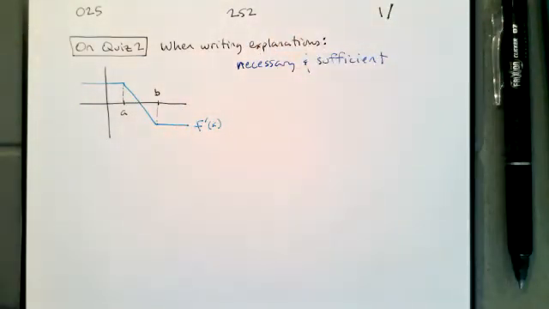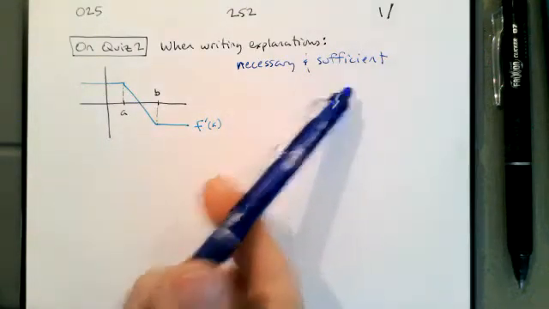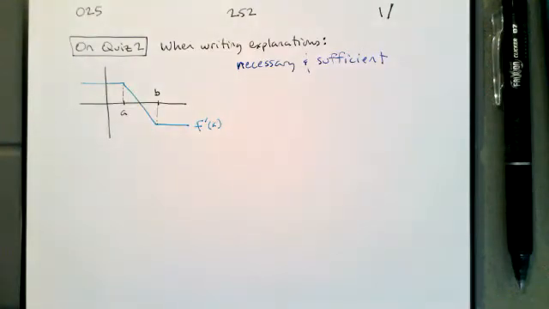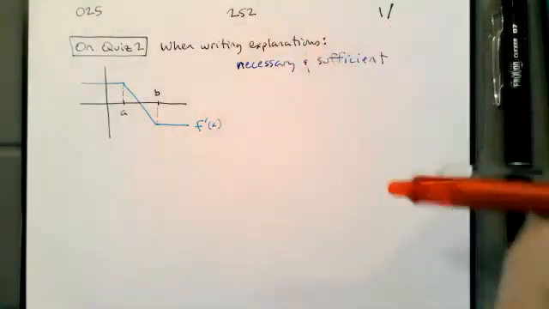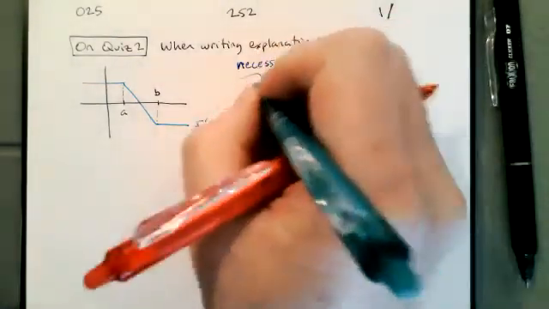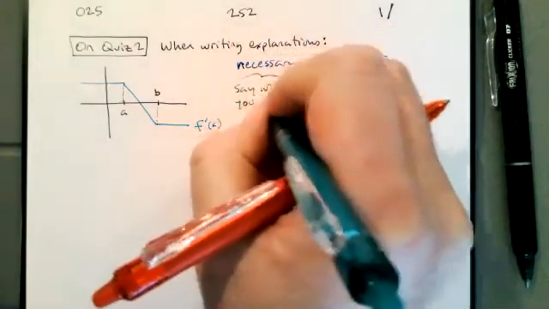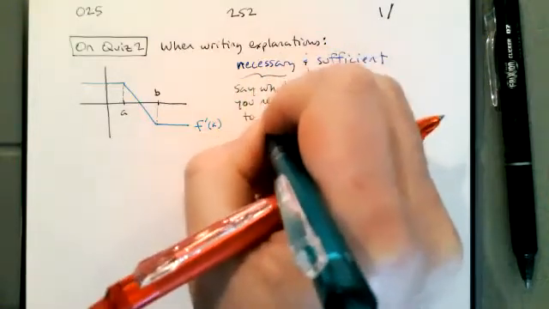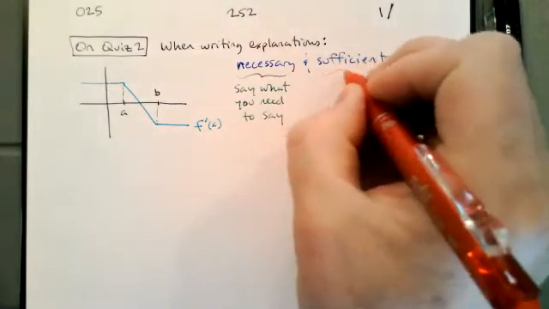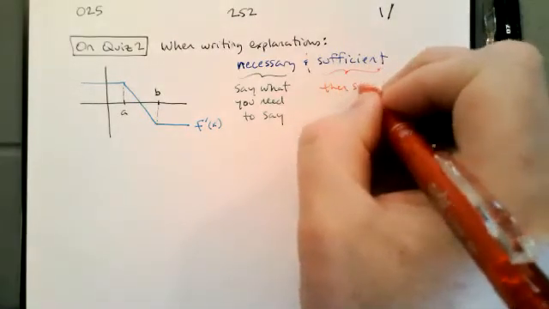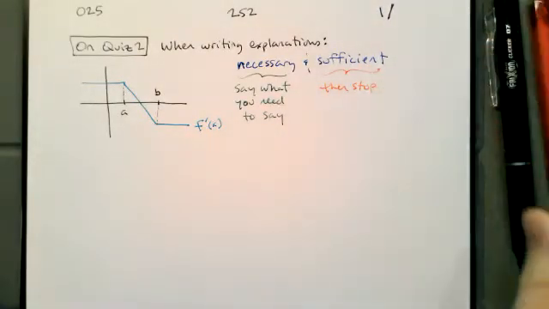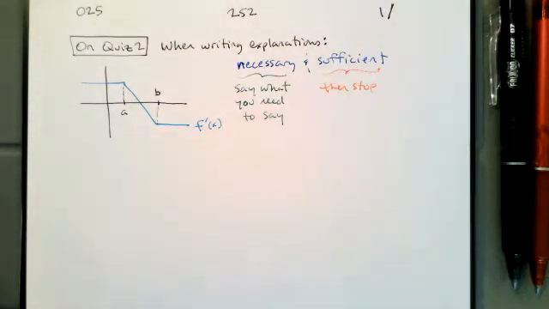Necessary means make sure your explanation is complete. Your conclusions are based on all the things that you need. Sufficient means you didn't say anything extra. So you said what you need to say, and then stop. Stop trying to be fancy. Say what you need to say, and then stop.